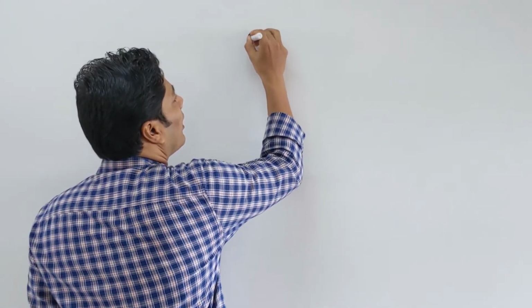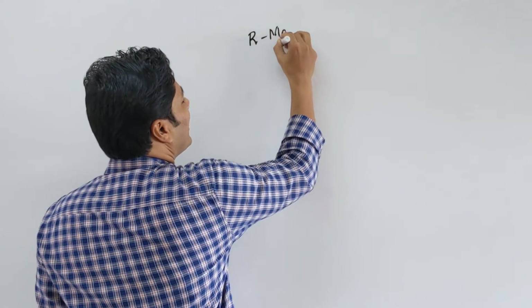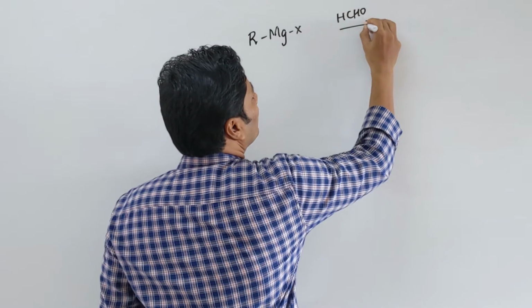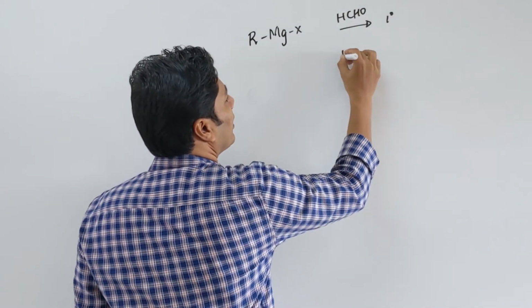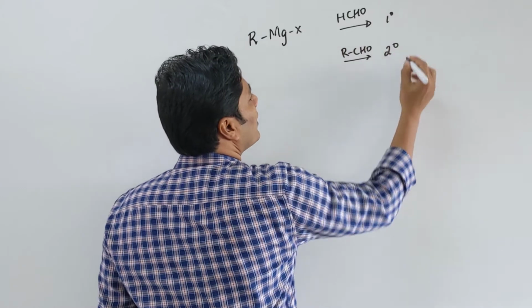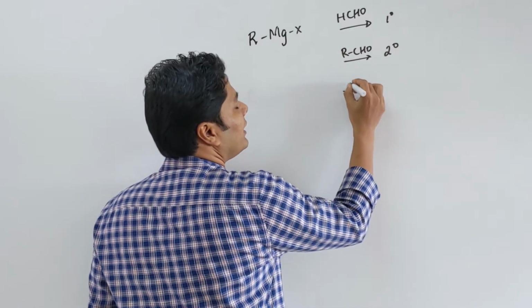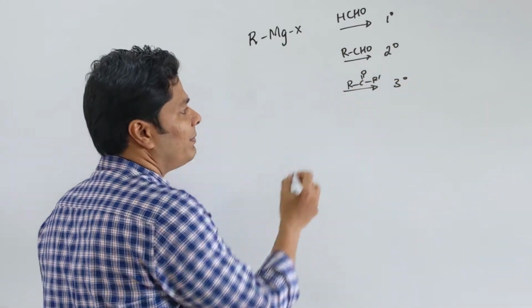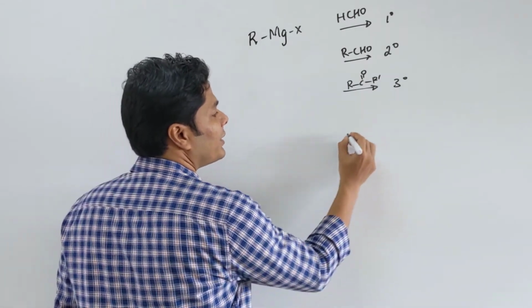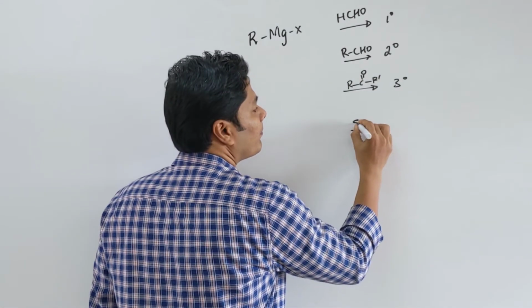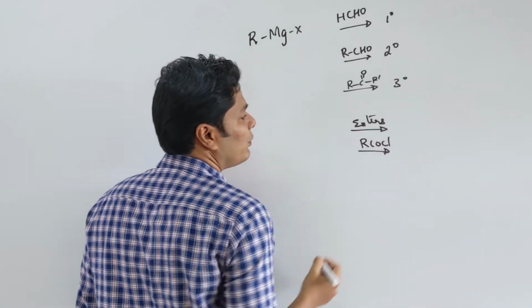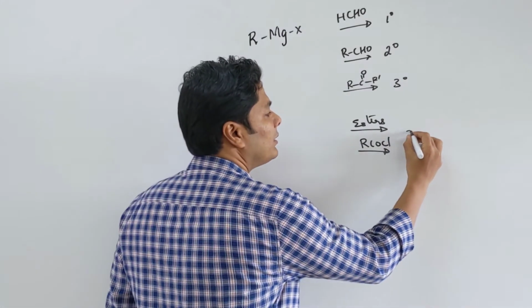This is extremely simple. So your Grignard's reagent RMgX, which can be synthesized from your RX, with HCHO gives you 1 degree alcohol. With all other aldehydes, it gives you 2 degree alcohol, and with ketone, it gives you 3 degree alcohol. This is extremely simple. Now we can also use Grignard's reagent with esters and RCOCl to give you the corresponding 3 degree alcohol.